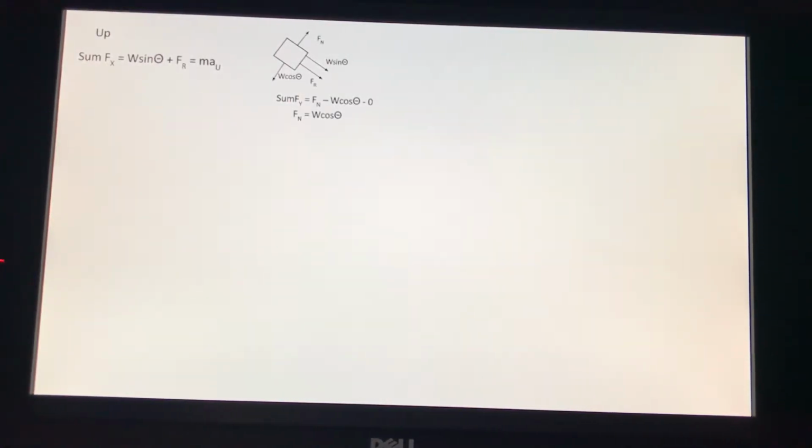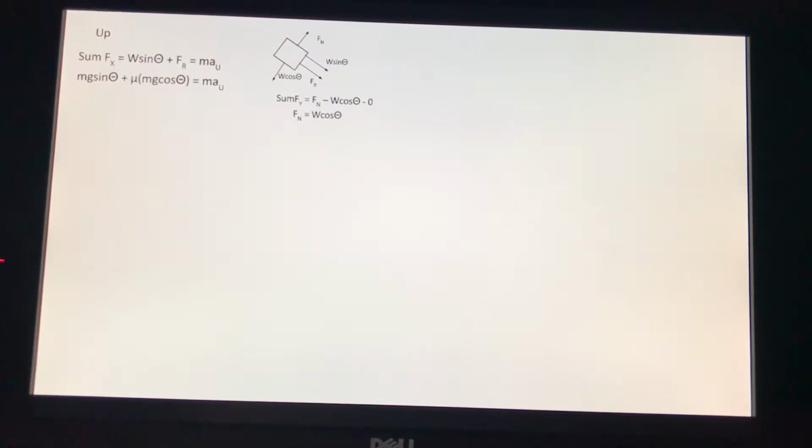In the x direction, we have two main forces here. We have the weight of the cart pulling it down the ramp, and we also have friction, which also pulls down the ramp because the initial velocity is going up the ramp. Acceleration going up is negative, but is also in the negative direction, giving us a positive acceleration.